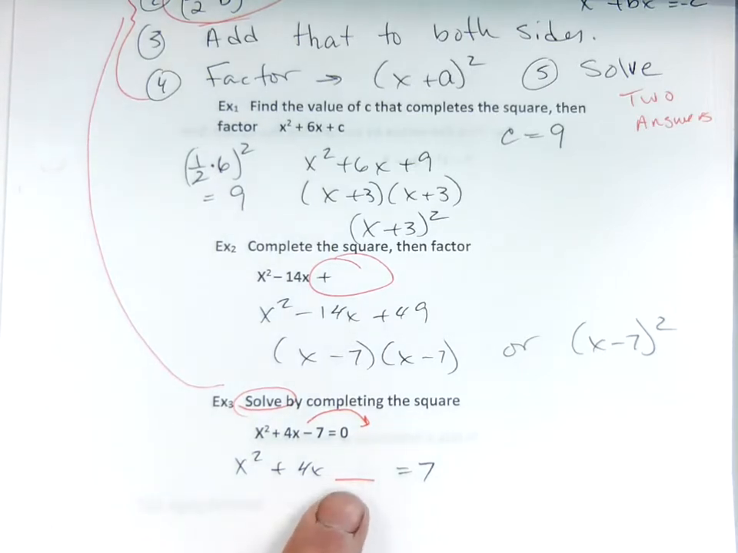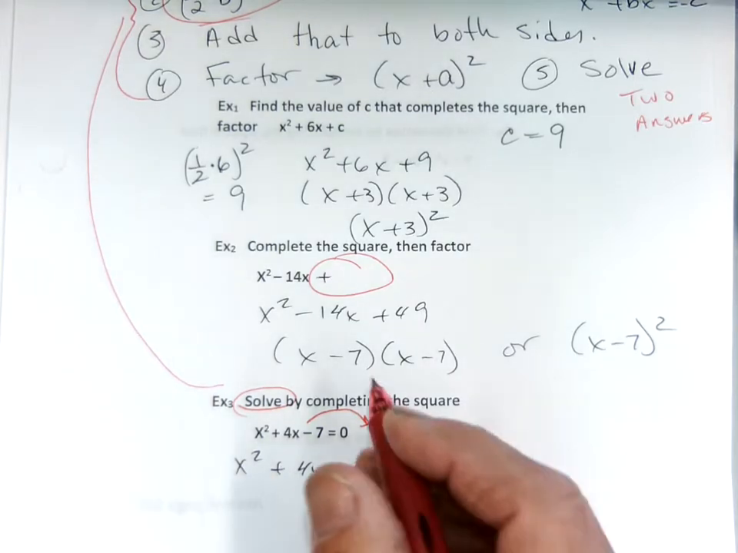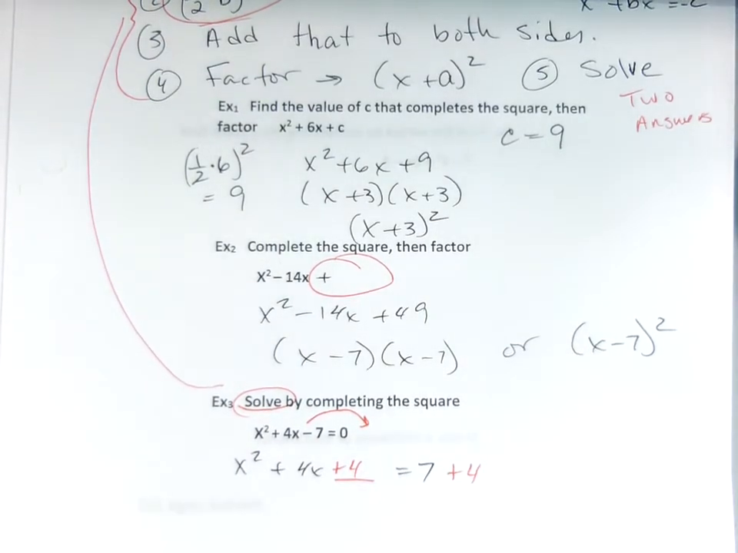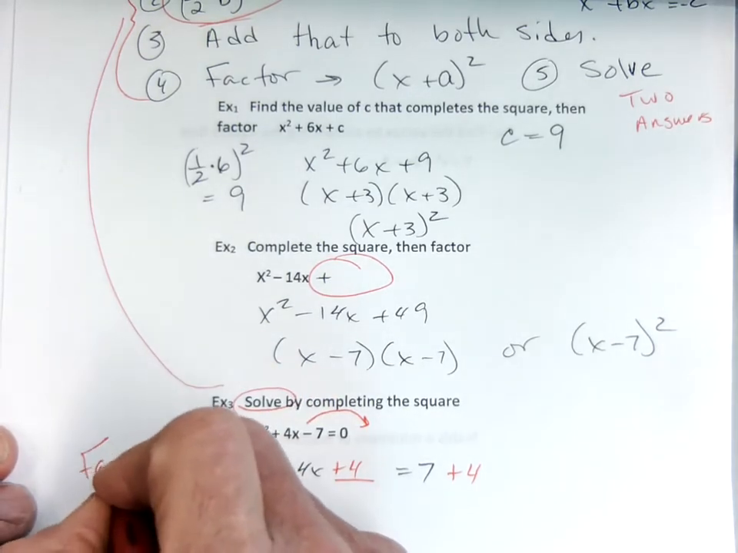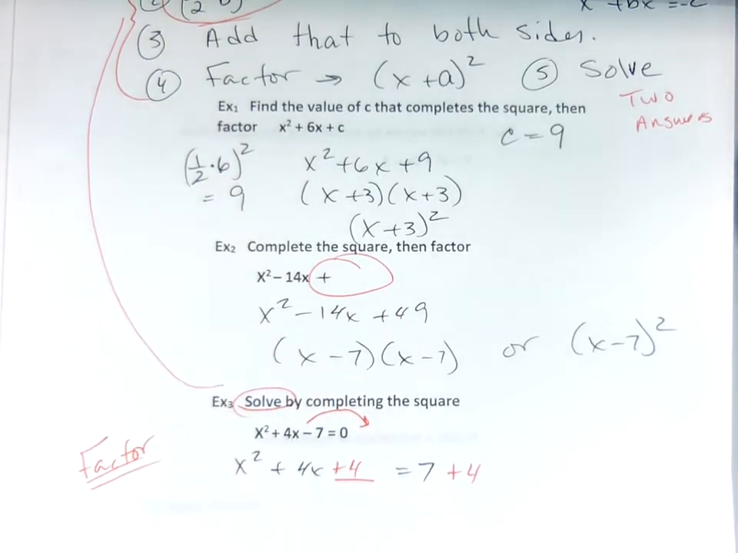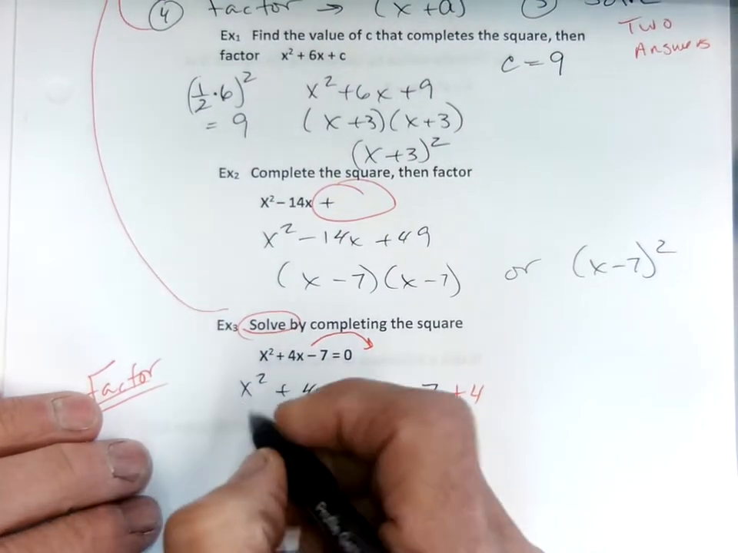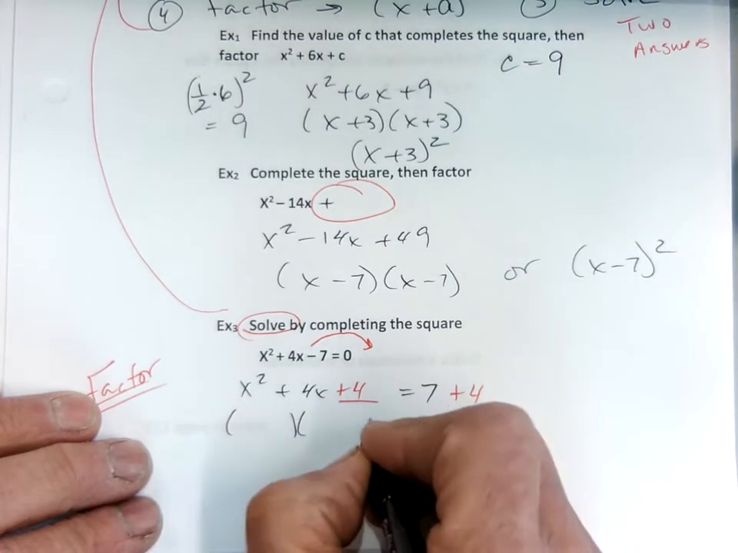I leave a little space there because I'm going to put, what's half of 4? 2. What's 2 squared? 4. Plus 4 and plus 4. So you take half this number and square it. That's all you do. The whole reason we do this is because it will factor. So then, yeah, that factors, doesn't it? Into what? Come on, help me. What does that factor into?